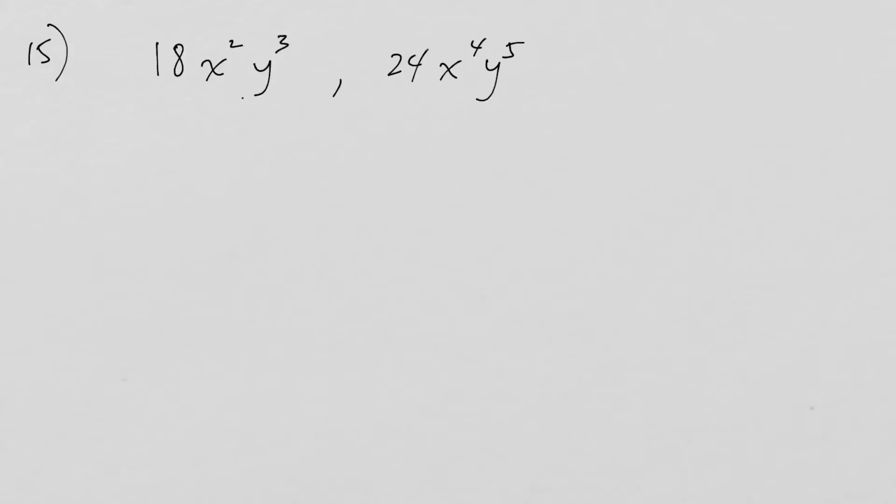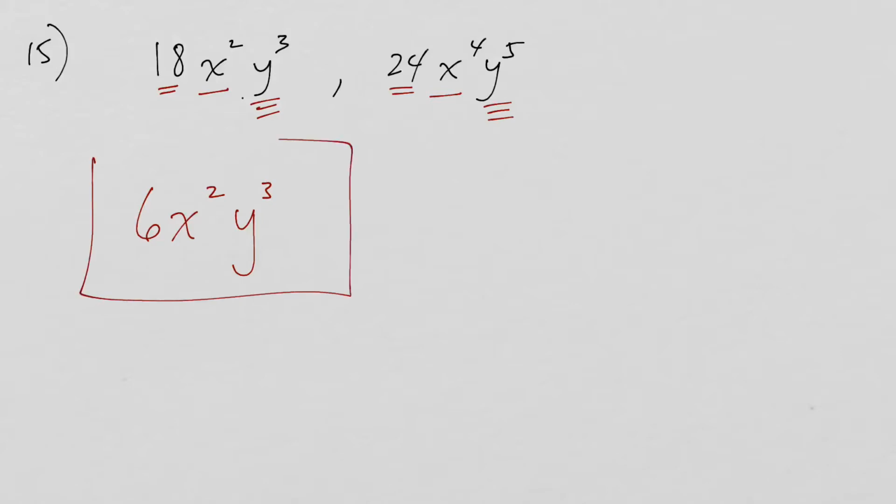Okay, I'm finding the GCF. The largest number that can go into both 18 and 24 is 6. So 6 is part of my GCF. Then I look at these and I'm looking for the smallest variable part. So x squared. That's the largest that can go into either of those. And then I look at this, and y cubed is the smaller of those two. So this is my greatest common factor.